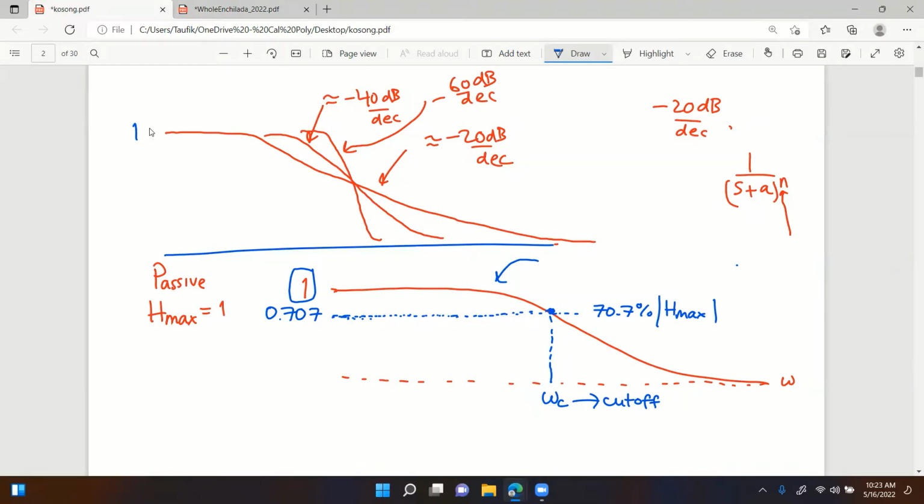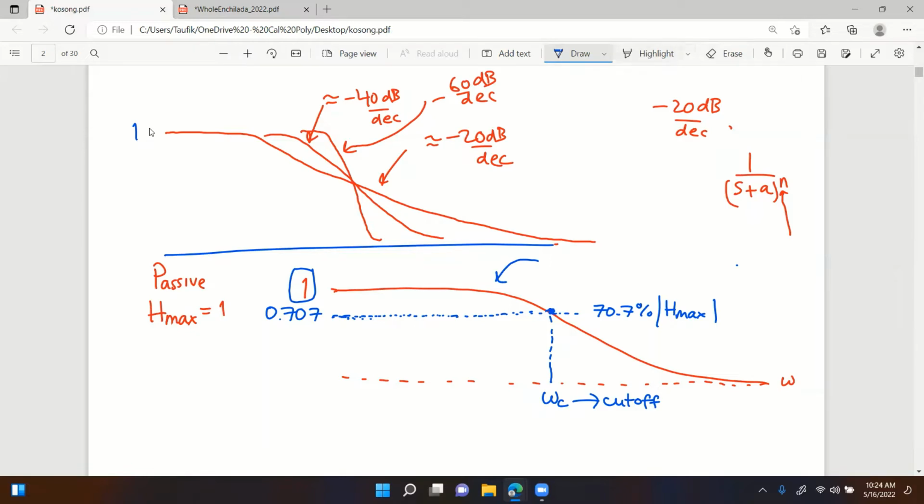And the amount of slope, the value of the slope, gradual or steep, that would depend on the order of the filters.